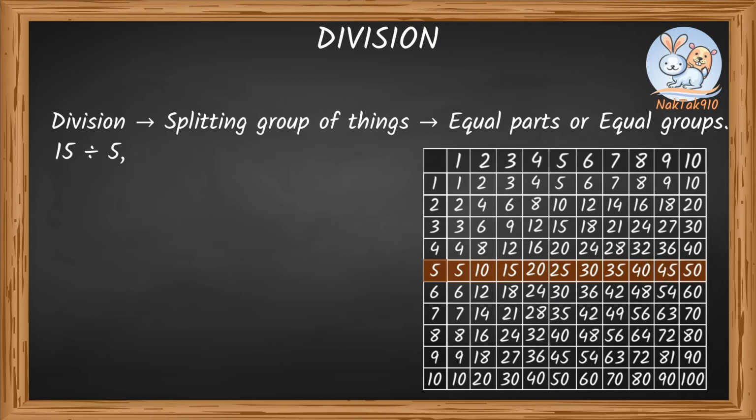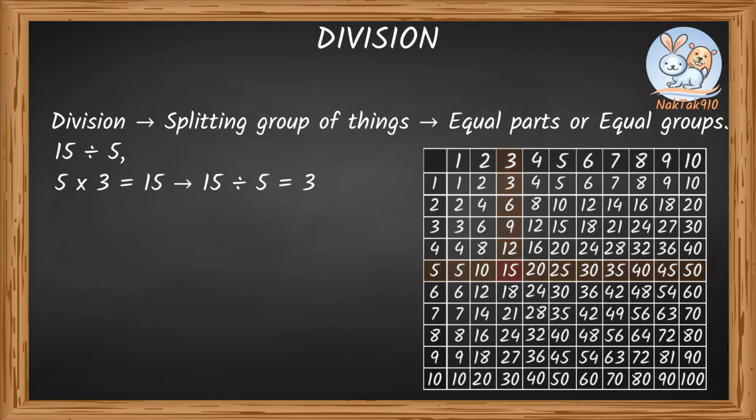If we look into the multiplication table, 15 is a multiple of 5, so 5 has to be multiplied 3 times to get to 15. 5 times 3 equals 15. This means 15 divided by 5 equals 3.